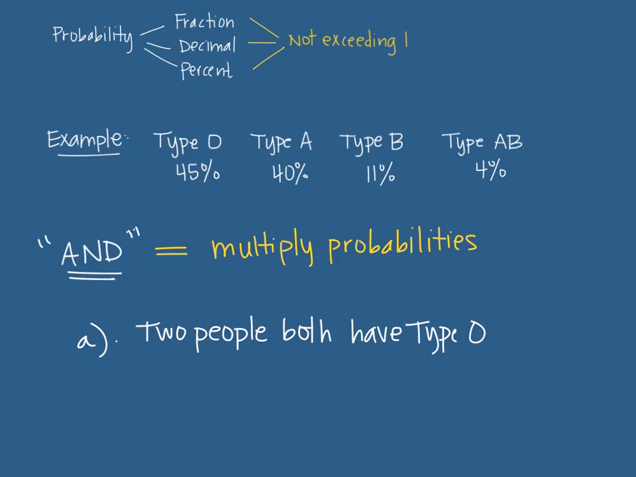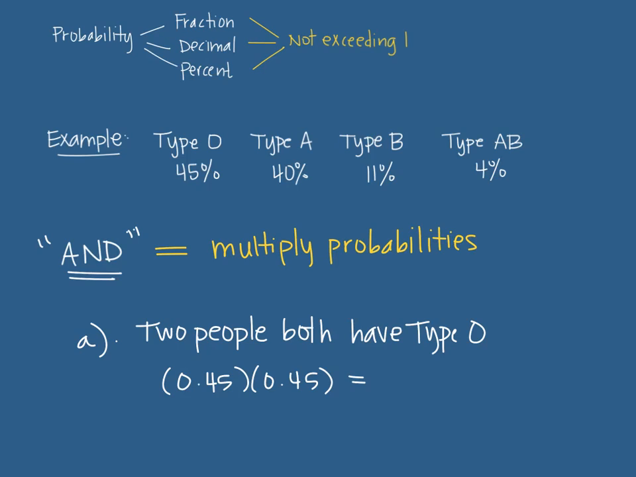So you have to think of it: person number one has blood type O and person number two has blood type O. This is not an or situation. They both have to have it. And so the implication is and. And so the probabilities here would get multiplied together. So we would have 0.45 times 0.45.